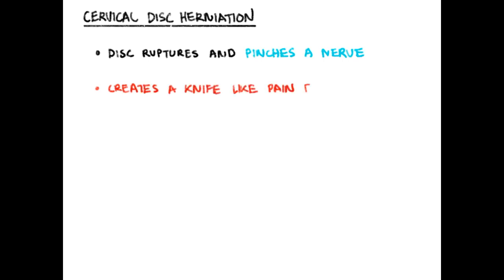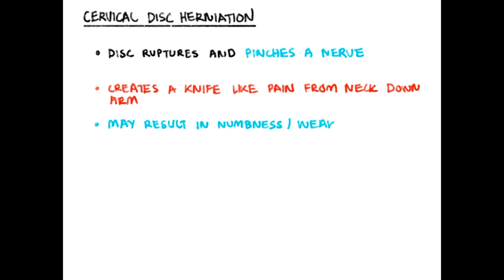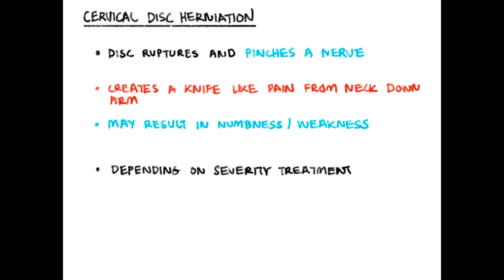Okay, let's start with one of the most common conditions that can affect the cervical spine, which is a cervical disc herniation. When a cervical disc herniation occurs, the disc ruptures, extrudes a piece of itself into the spinal canal or the neural canal, and can pinch a nerve or the spinal cord. This can create a knife-like pain from your neck down to your arm, and in addition may result in numbness or weakness. In combination, these symptoms are known as what's called radiculopathy. The treatment varies depending on the severity of the disc herniation and can range from things like physical therapy and injections all the way up to surgical decompression.